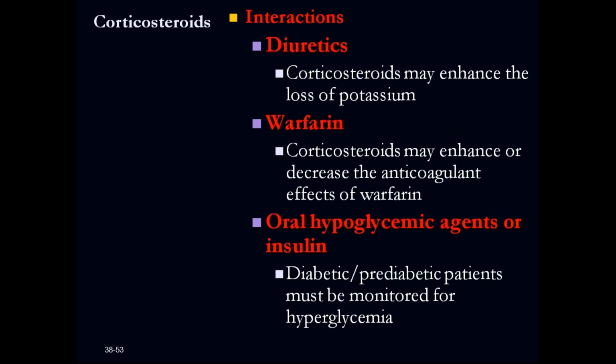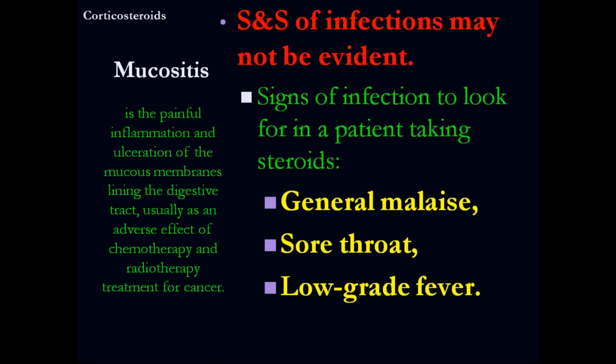Interactions: corticosteroids may enhance the loss of potassium. Warfarin effects can be enhanced or decreased, so either way, we don't know. How are we going to check warfarin? With PT or INR. For oral anti-hypoglycemic agents, we need to increase the dose of insulin or hypoglycemic agents because the corticoids increase the glucose in blood. Signs of infection may be evident.